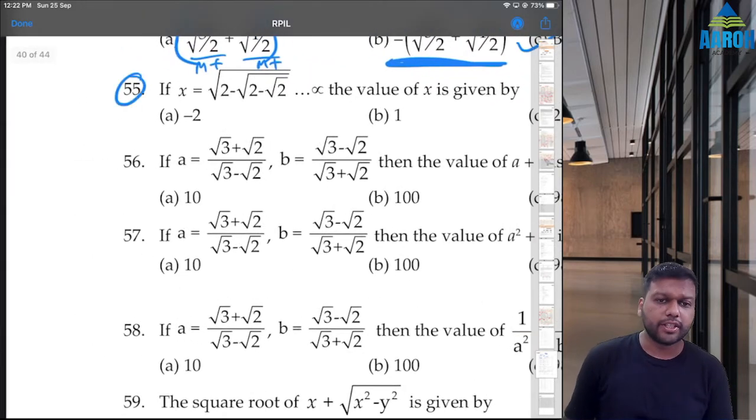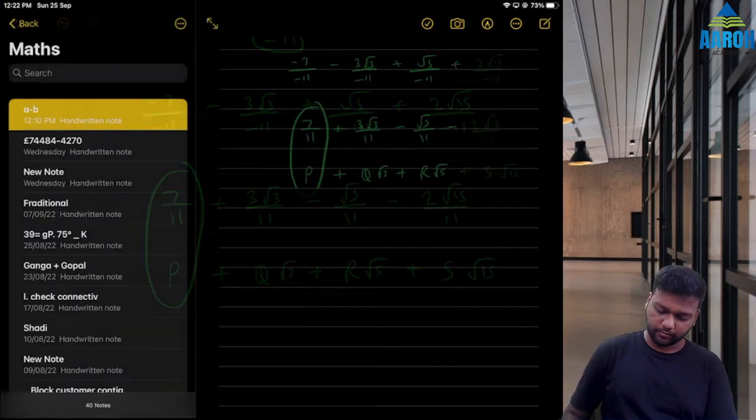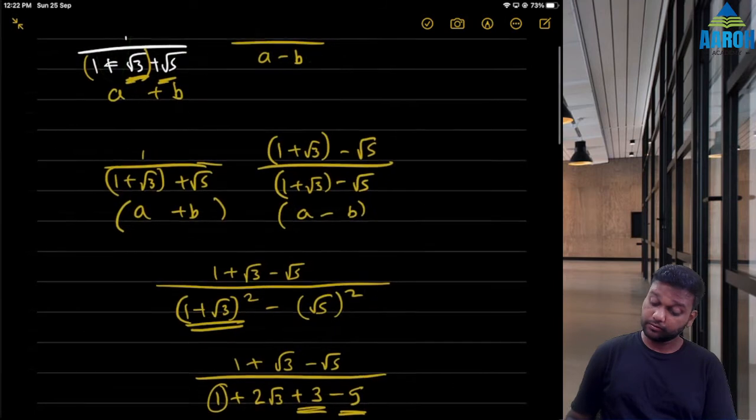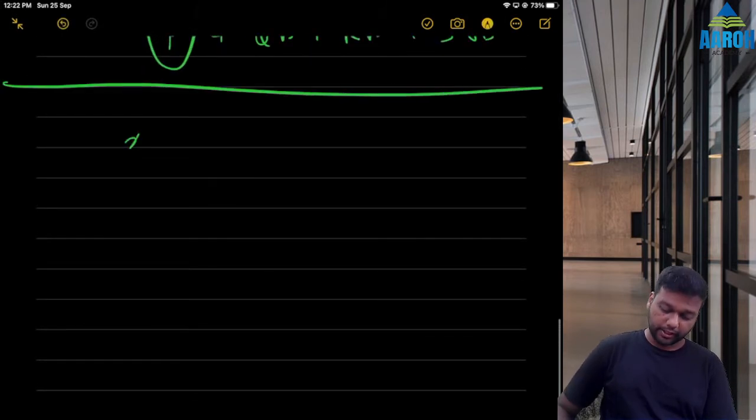55 is a good question. It is a question of quadratic equations. Focus carefully. If x is equal to, what is it? Square root of 2 minus square root of 2 minus square root of 2.